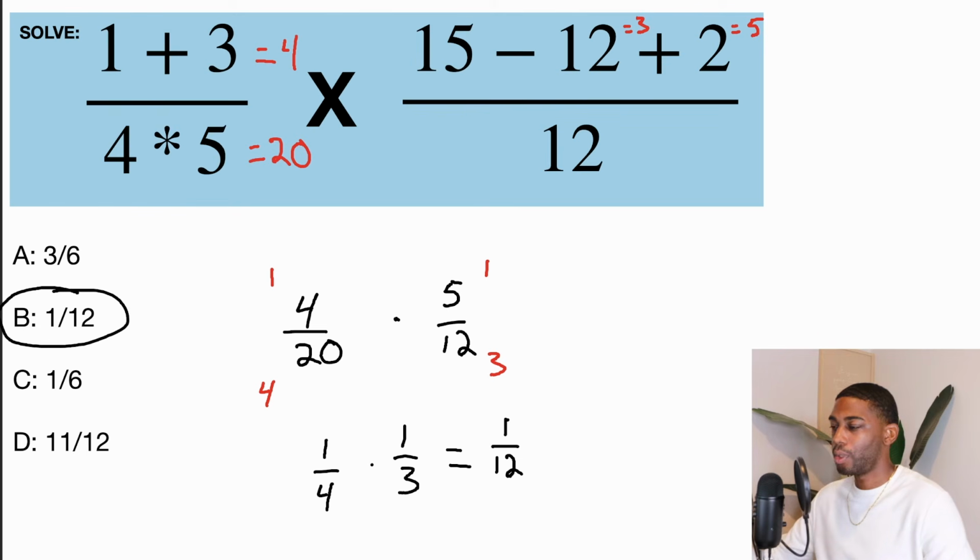1 over 12. Can you imagine having to multiply 20 by 12? You know what I mean? And then also having to simplify. It's too much, man. It's way too much. Right? So cross simplify, cross simplify, cross simplify.